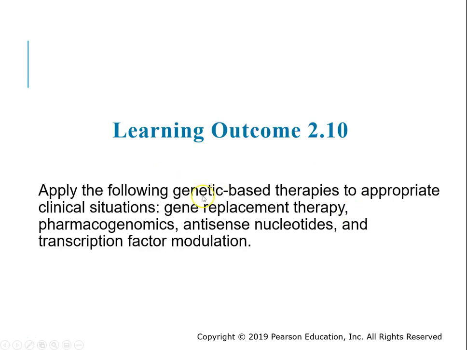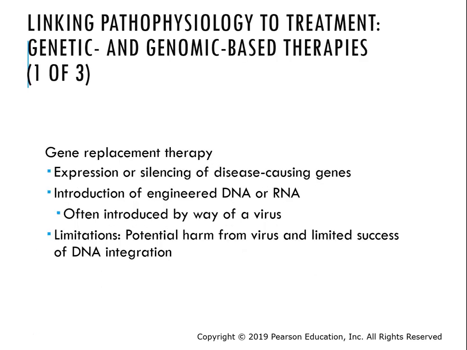All right, so some of the things we'll mention here: gene replacement therapy, pharmacogenomics, antisense nucleotides and transcription factor modulation. These are just some examples of genetic-based therapies, and I think this is an ever-evolving field. Just like we said with sequencing technology, these technologies are going to continue to get better as well, and we're going to come up with probably more and more therapies that are genetically based.